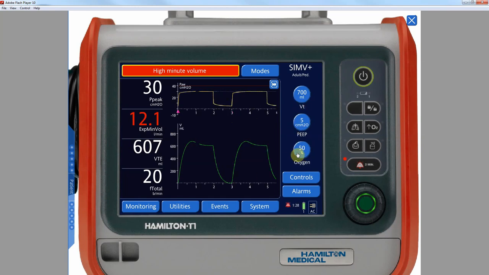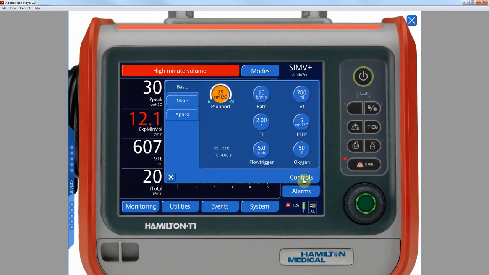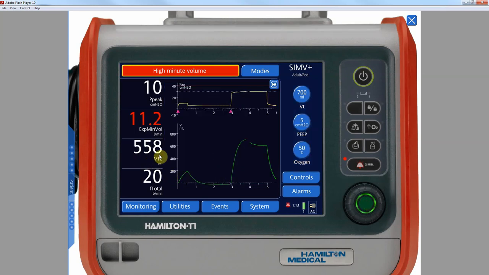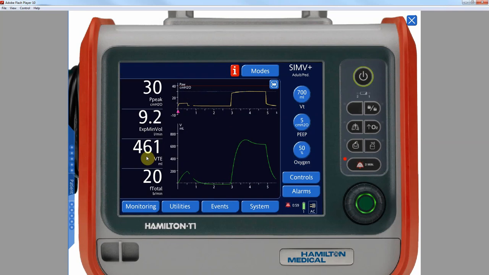So look what happens if we change the pressure support to 10, or let's go to 5. We'll exaggerate it a little bit so you can see. Now, look at the pressure. Since the patient's triggering the ventilator, the pressure isn't that high, or it should go down. The tidal volume's dropping too. You can see that on most of the patient triggered breaths.